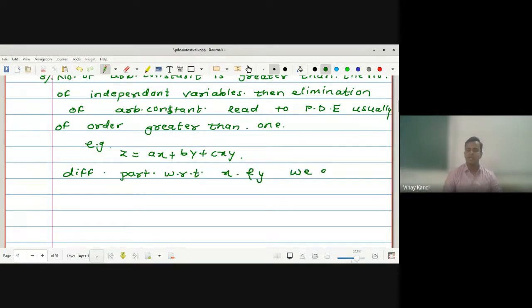What do we get? Dou z by dou x, which is equal to p, which is equal to a plus cy. So this is equation number 1. Now differentiate with respect to y. So we get dou z by dou y, which is equal to q, which is equal to b plus cx. Give it as equation number 2. Now again differentiate partially with respect to x.